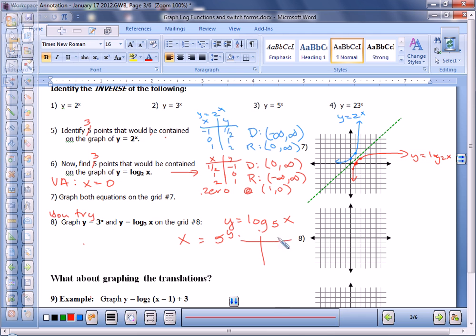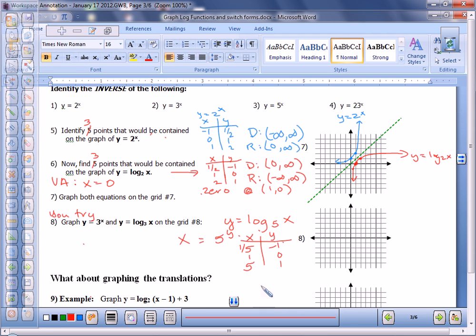If I picked -1, 0, and 1 here for y, what's 5 to the -1? 1/5. What's 5 to the 0? 1. What's 5 to the first? 5. So when I look at a logarithm, instead of plugging in values for x and trying to figure out what y should be, it's easiest to plug in values for y, and then you just evaluate x. It's much easier.